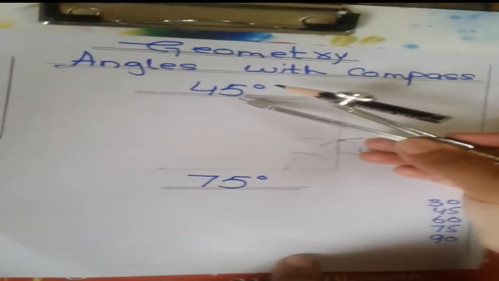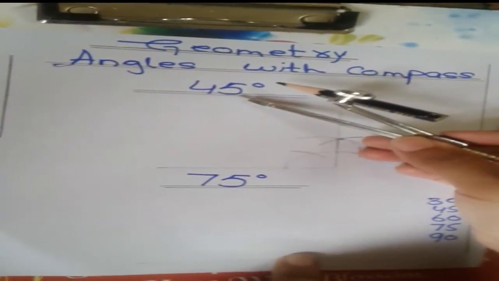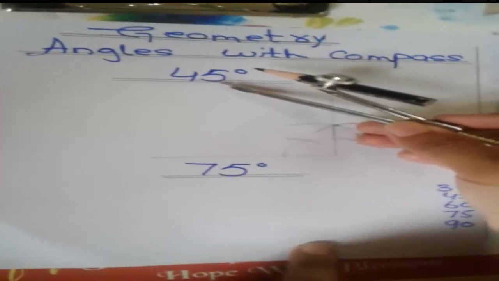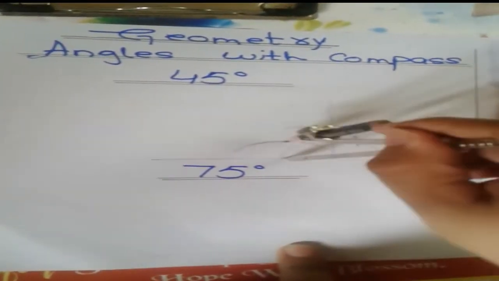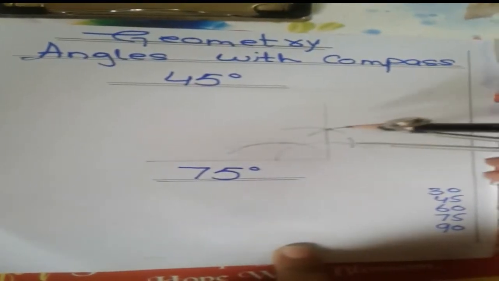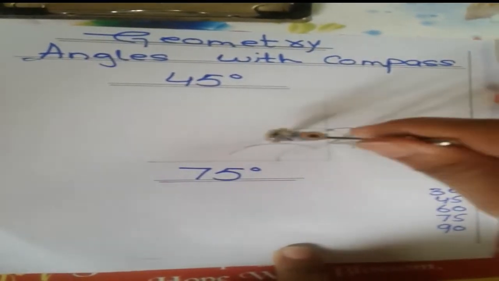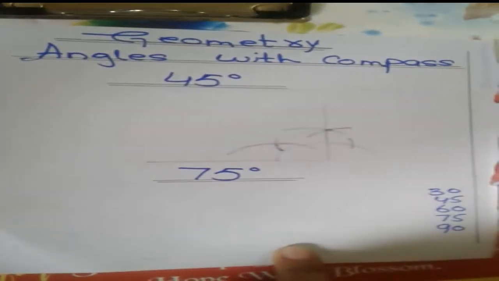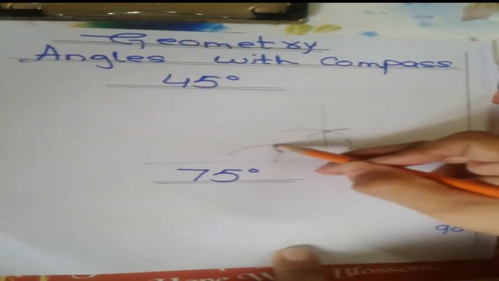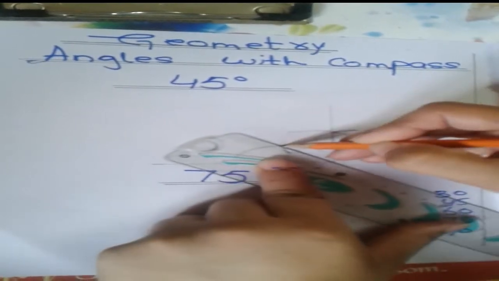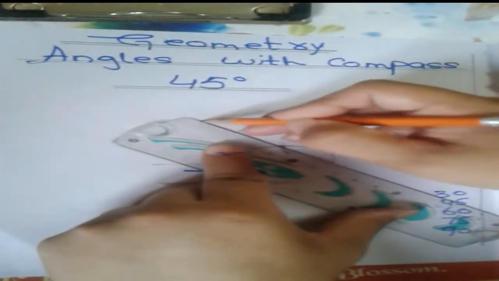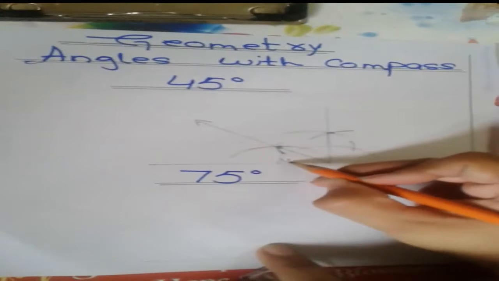But we have to draw the angle of 45 degree. 45 is the half of 90. So first put the compass at this point and draw the first arc. Then again put the compass at the 90 and draw the second arc. Join this point of intersection to this line. This is called the angle of 45 degree.